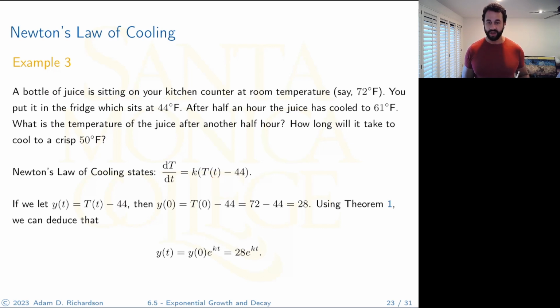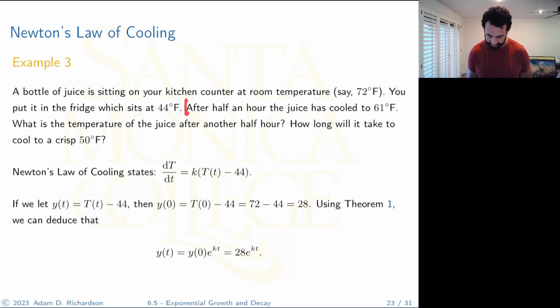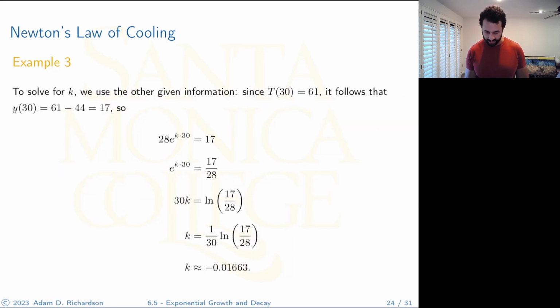All right, now we've got the model, so we need to find k. We don't know what k is yet, but we are given some other information, right? So what is the other information? We're given that after half an hour, the juice has cooled to 61 degrees Fahrenheit. From that, we can figure out what k is going to be. So we know that at 30 minutes, because remember the time is measured in minutes here, the temperature of the bottle of juice will be 61. So that means that y of 30 is going to be that temperature minus 44, which is 17.